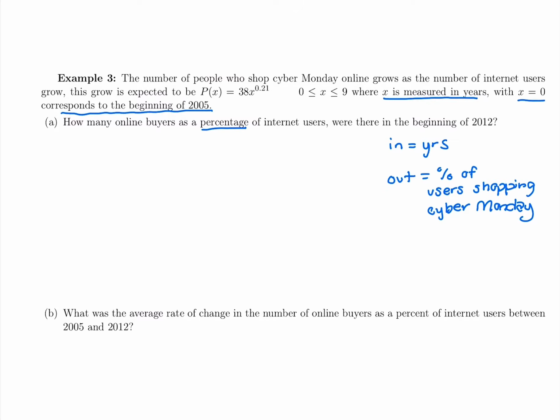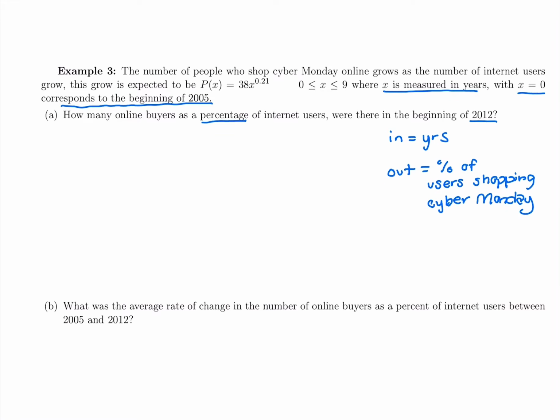So we're looking at this first step that says how many online buyers as a percent of internet users were there in the beginning of 2012. So we want to look at 2012, which is where X equals what? So if X is 0 corresponds to 2005, how many years later is 2012? We're looking at 7 years later, seeing what percent of online users are shopping on Cyber Monday.